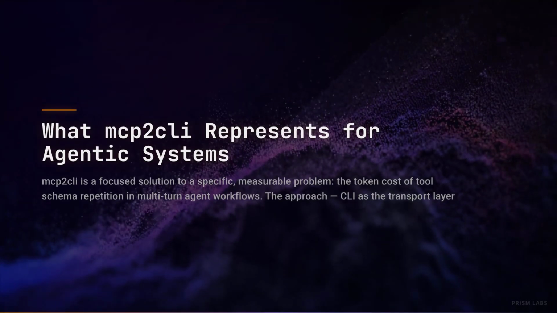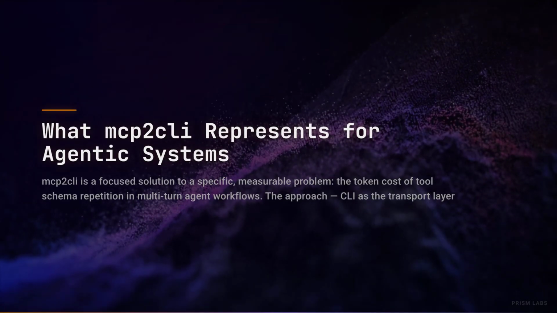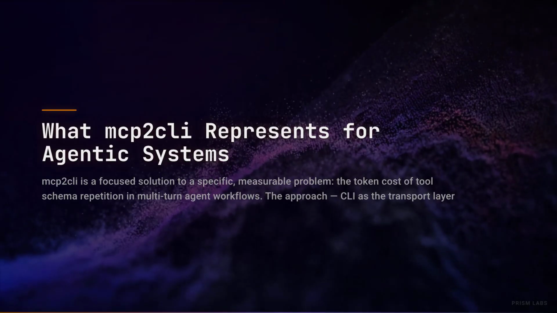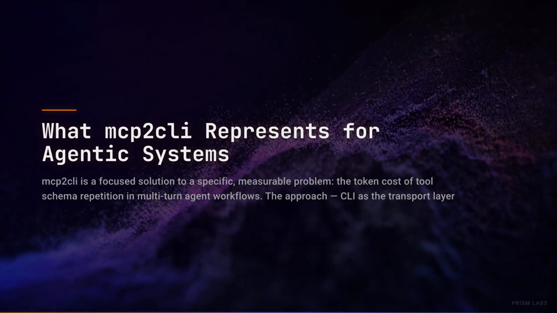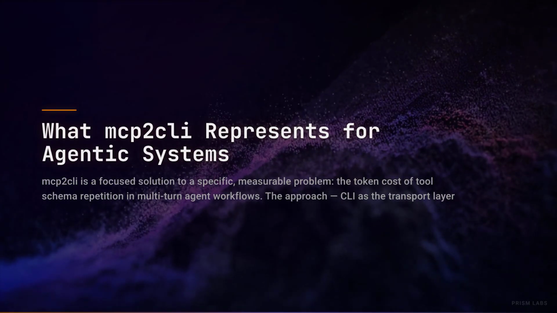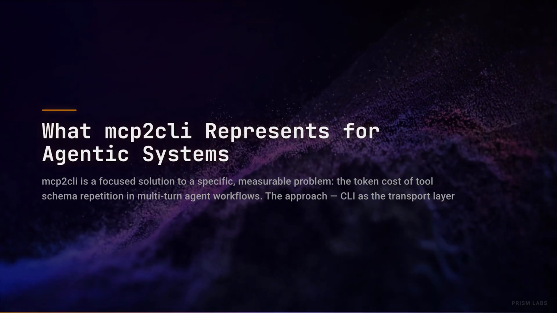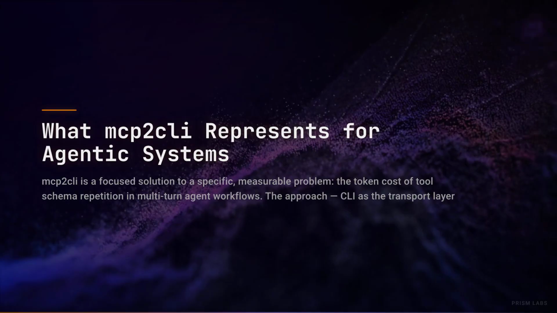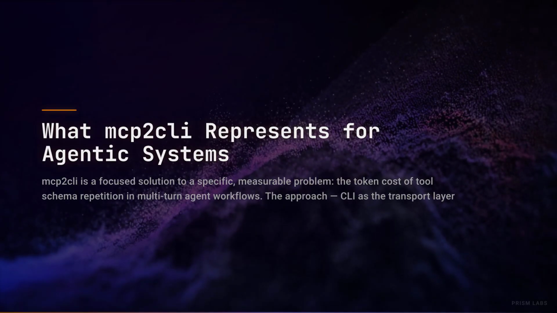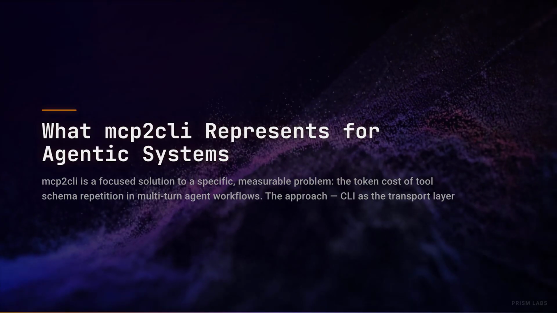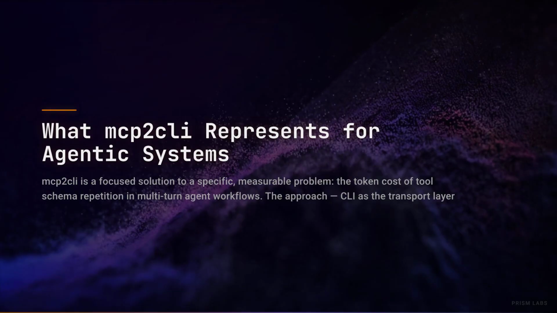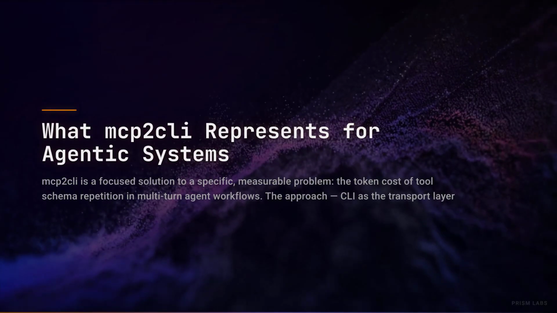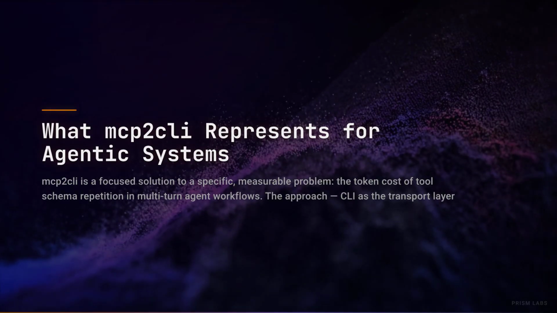MCP2cli is a focused solution to a specific, measurable problem: the token cost of tool schema repetition in multi-turn agent workflows. The approach, CLI as the transport layer between agent and API, is elegant because it uses a format that language models are already extremely good at: shell commands. The model doesn't need to parse a JSON schema to know what "search, query AI, limit 10" does. The syntax is self-describing at a fraction of the token cost.